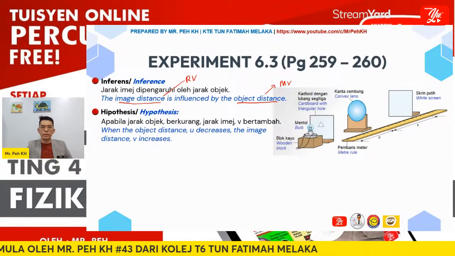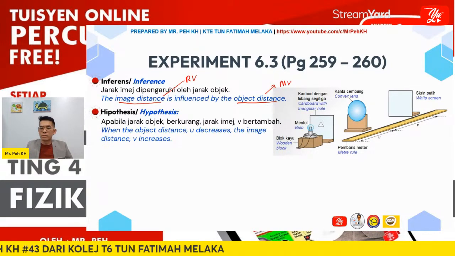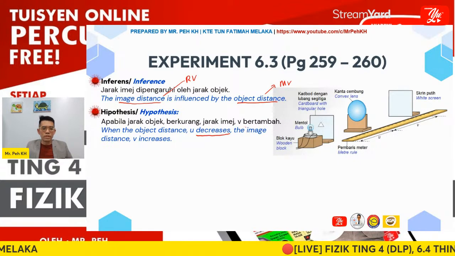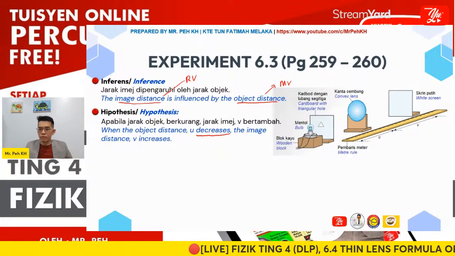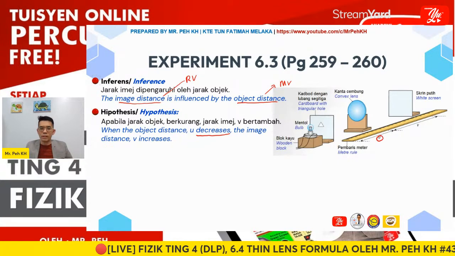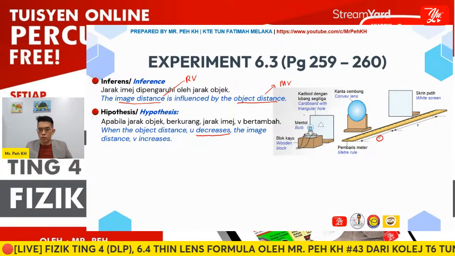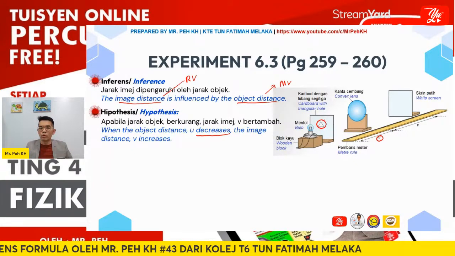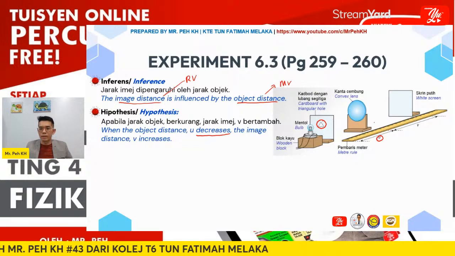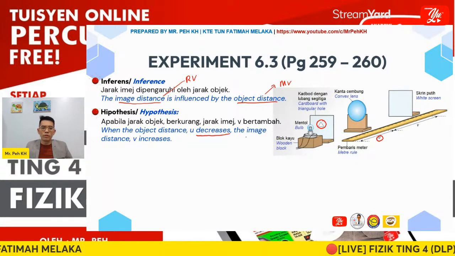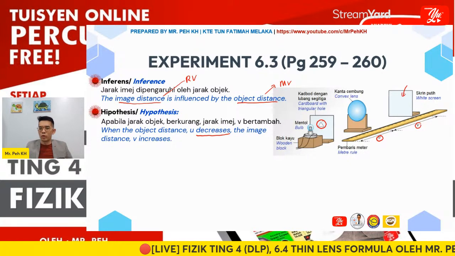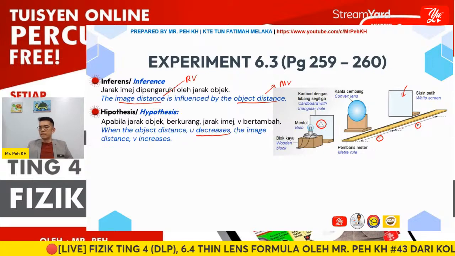Then the hypothesis will be: when the object distance decreases, the image distance increases. You can see from this figure, U will be the object distance. The object here will be the triangle hole you may see on the cardboard next to the convex lens. And then the image distance V will be here. There will be an image formed on the white screen, so you want to measure the distance here.